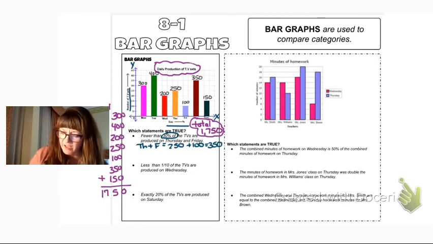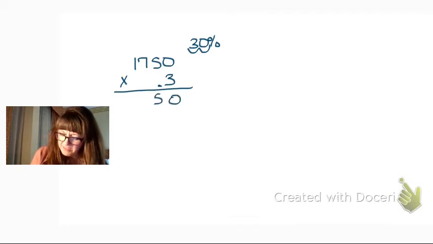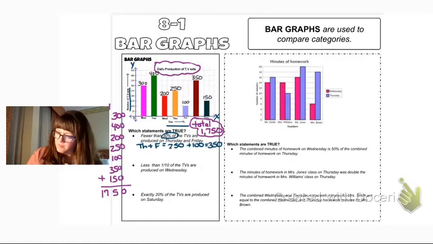So 30% of that total. So 30% of 1,750. So to find 30% of 1,750, remember to take 30%, turn it into a decimal by moving that decimal 2 to the left. So that becomes 0.3 or 0.30. 3 times 5 is 15. 3 times 7 is 21, plus 1 is 22. 3 times 1 is 3, plus 2 is 5. And then we need to account for the decimal. We have one digit after the decimal in the problem, so one digit after the decimal in our answer. So that was 525.